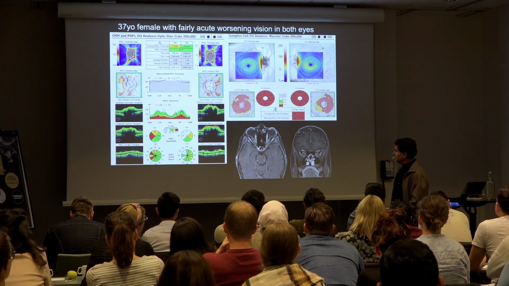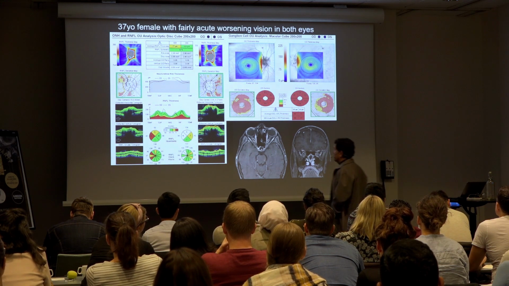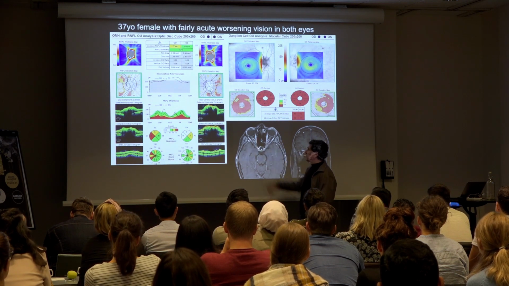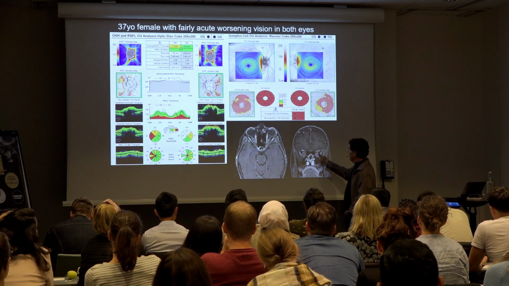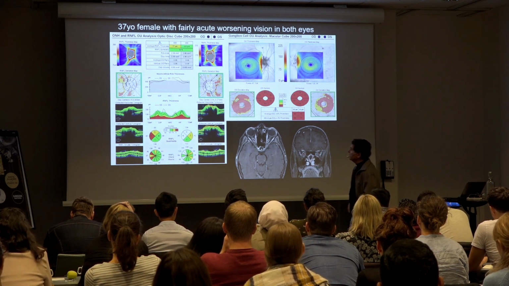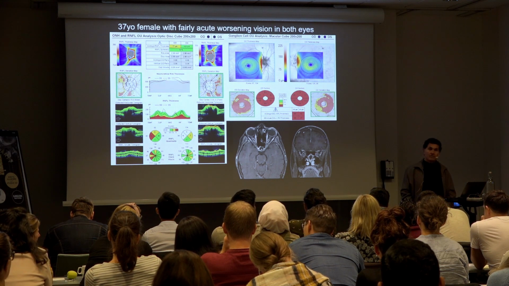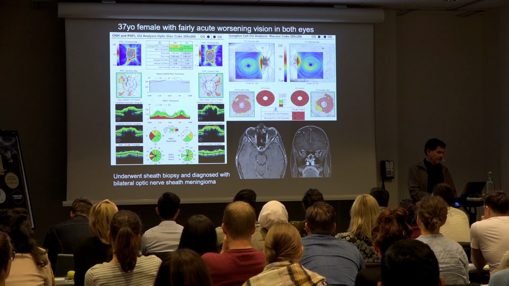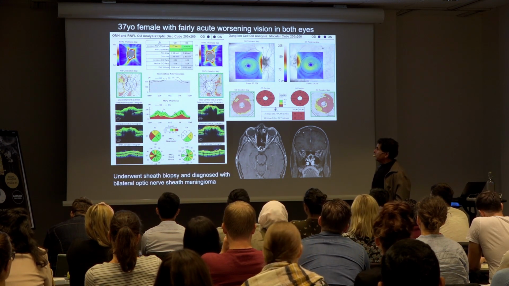Isn't it called tram tracks? Yes. So you've got enhancement of the nerve sheaths on both sides. And you can see that kind of here and here. So what causes that? Meningioma. Yes. So she had bilateral optic nerve sheath meningioma.